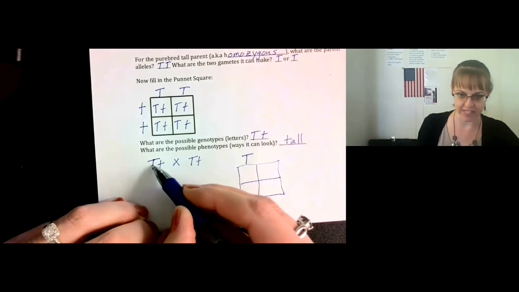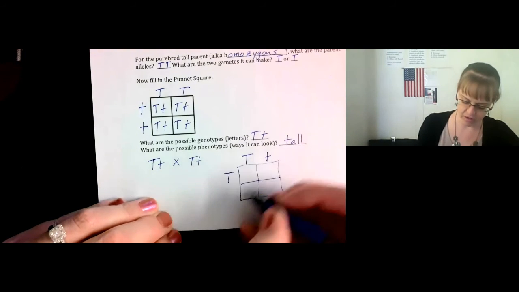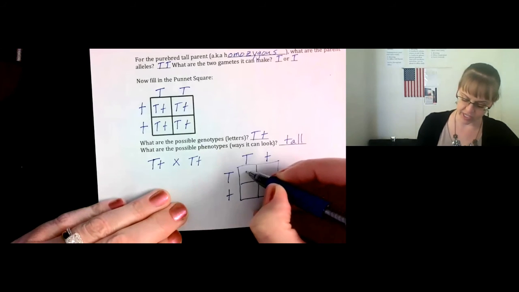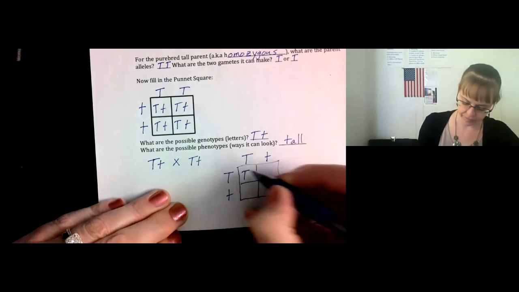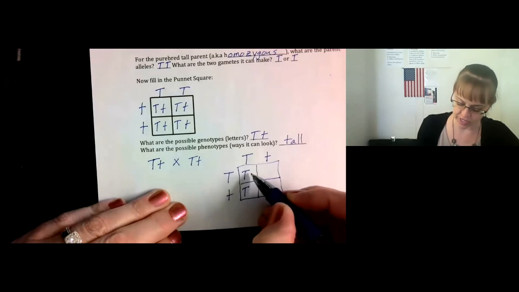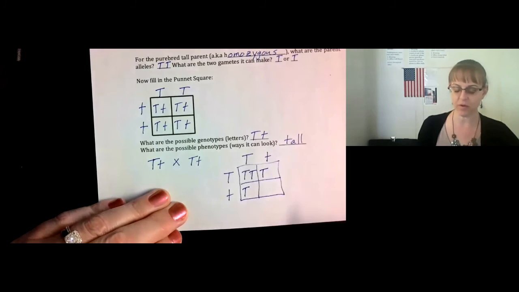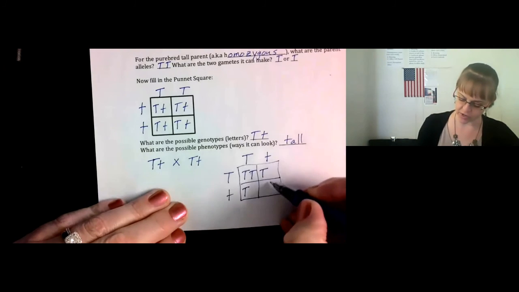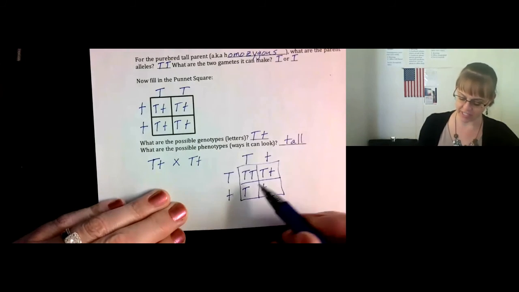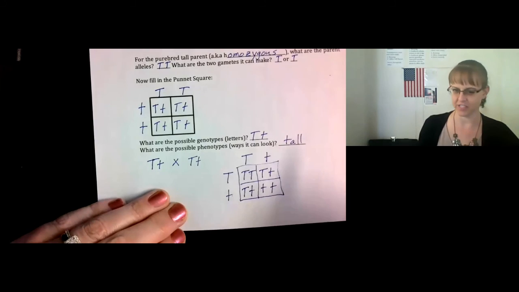This parent can pass on a tall or a short gene. This parent can also pass on a tall or a short gene. So this capital letter can go here or here. Let's do the capitals first. This capital letter can go here or here. Now let's do the lowercase. This lowercase can go here or here. And this lowercase can go here or here. Whoa. All right, so what's going on?